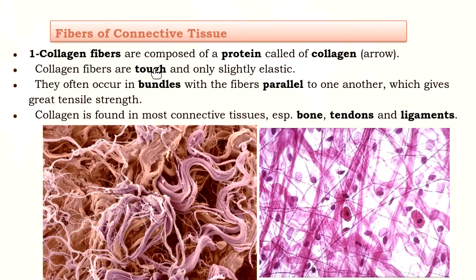They often occur in bundles with the fibers parallel to one another. Here you can see clearly they are in bundles, not single fibers. They are in bundles and occurring parallel to one another, which gives great tensile strength. That is why they have more tensile strength. The collagen fiber is found in most connective tissues, especially bone, tendons, and ligaments. So the major component of bone, tendon, and ligament is connective tissue composed of collagen fibers.